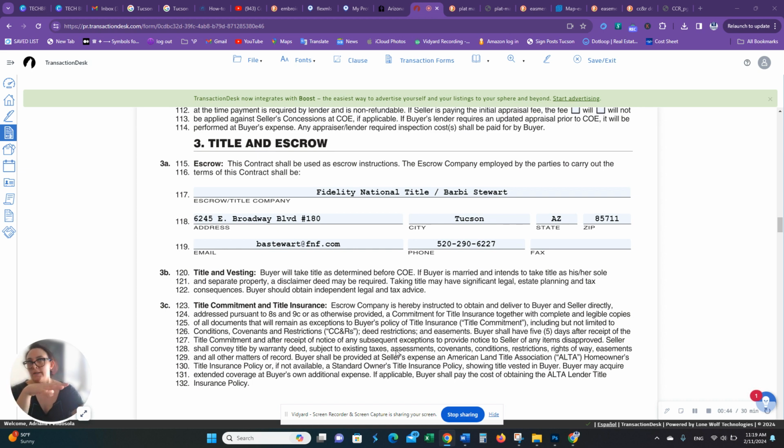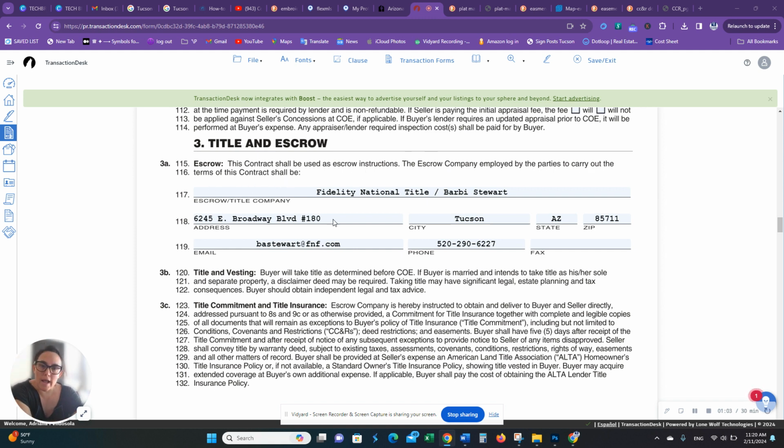Usually, obviously, you're not going to send the money directly to the seller, right? Even if it's a cash transaction, you're not going to give cash to the seller. You're not going to deposit directly to his account. We're going to do escrow. This contract shall be used as escrow instructions. The escrow company employed by the parties to carry out the terms of this contract shall be.